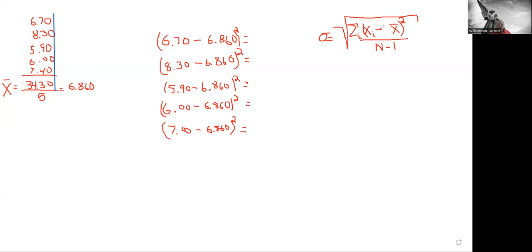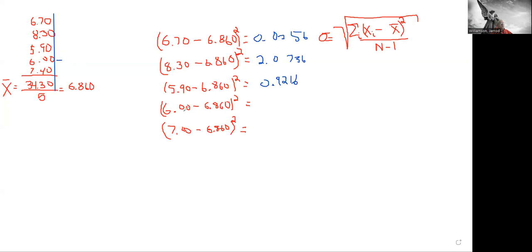Now I have to calculate the square of the differences. So I'm going to go 6.70, that's this measurement right here, minus 6.860, square that, and I get 0.0256. 8.30 minus 6.860 squared, it's going to be 2.0736. This one is going to be 0.9216.